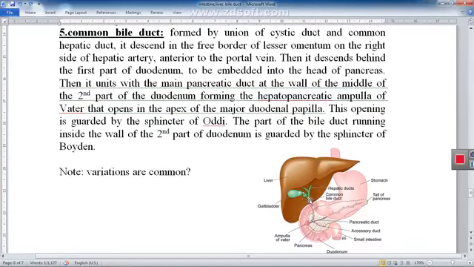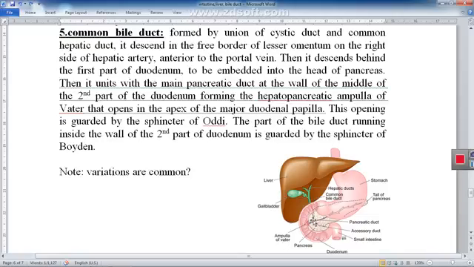The common bile duct, as it begins by the union of the cystic duct and common hepatic duct, descends in the free border of the lesser omentum. On the left side of it is the hepatic artery, and behind both of them is the portal vein. Then the common bile duct passes behind the first part of the duodenum, then is embedded in the head of the pancreas. Inside the head of the pancreas, it meets the main pancreatic duct. Both enter the wall of the duodenum, and inside the wall the union of the common bile duct and the main pancreatic duct forms a dilatation called the Ampulla of Water.